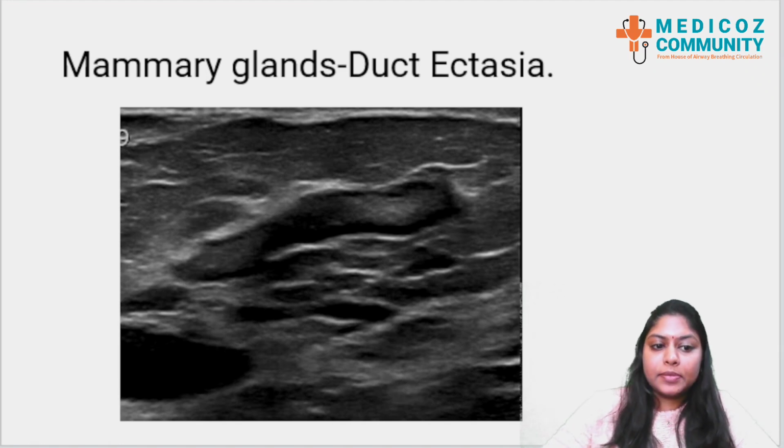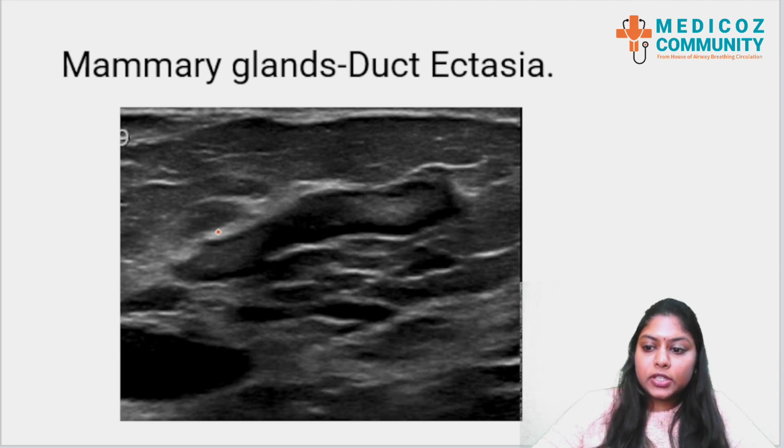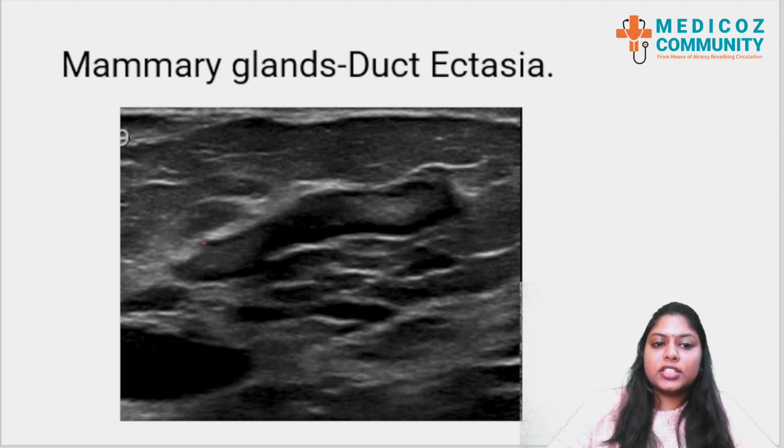There is another condition where we see tram track appearance. This is a USG of the breast where we are able to see the mammary glands. This is the mammary gland which is filled with fluid. This is the condition duct ectasia, that is, the duct is dilated and there are secretions within it, which also gives us a tram track appearance.